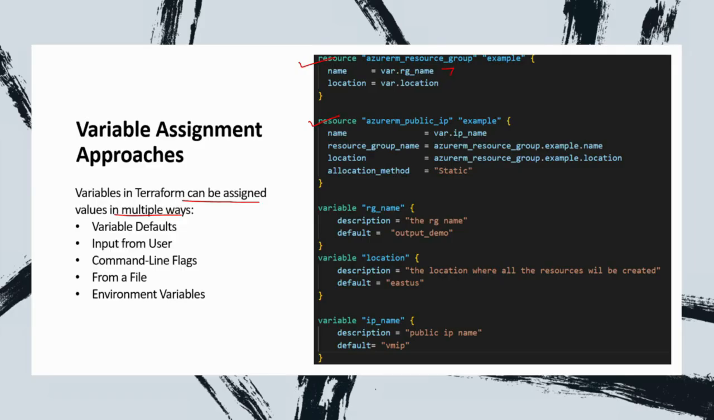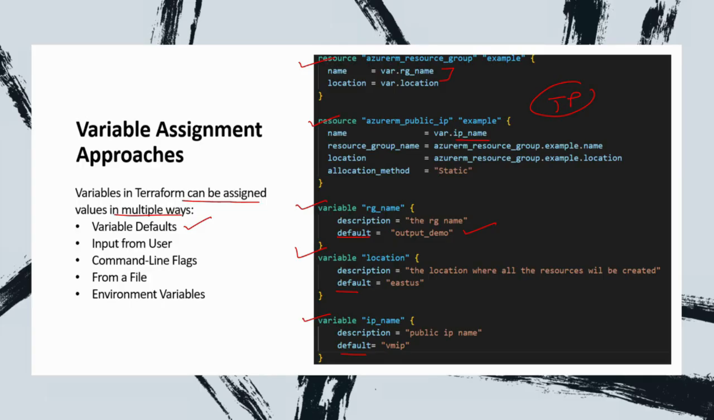And we created two variables for our resource group name and the location, and a third variable for our IP name. If you see here, in each of the variables, we have passed a default value. Whenever we run Terraform plan, automatically the default values come out. Apart from this, there are multiple ways to pass values to a variable. One, which we have discussed, is variable defaults. Another one is input from user. What is the exact meaning of input from user?